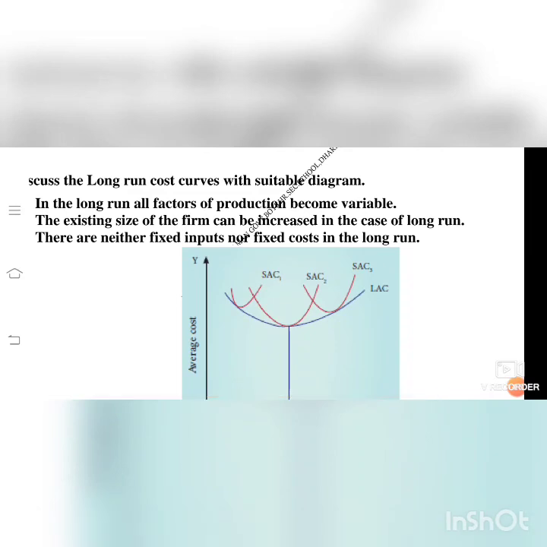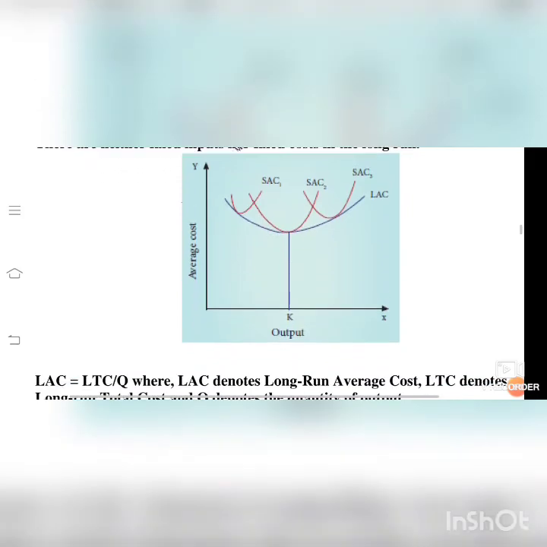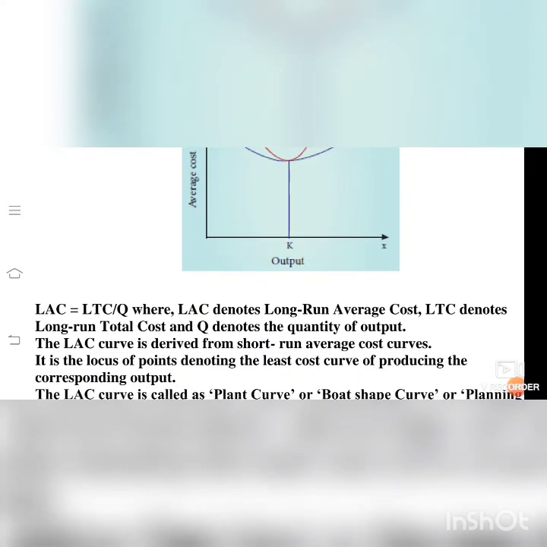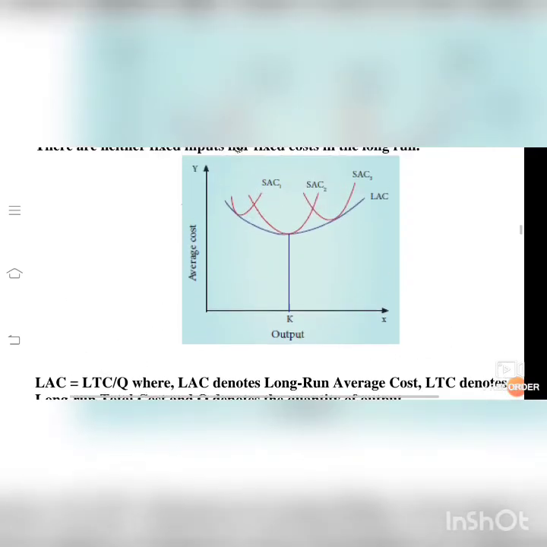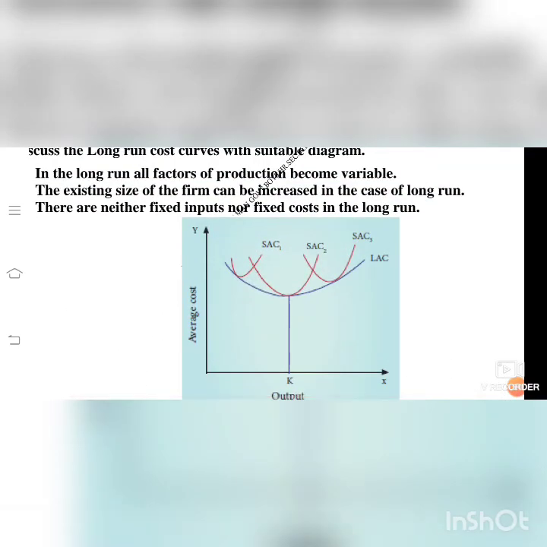The LAC curve, that is long run average cost curve, is derived from short run average cost curves. That is, the producer will start in small scale industries only. Then with the profit he will invest more and he will start the large scale business. The LAC curve is derived from short run average cost curves. Why I showed you this now? Three curves are there, the red colored curves. That is short average cost curves. Together they form the long average cost curve.